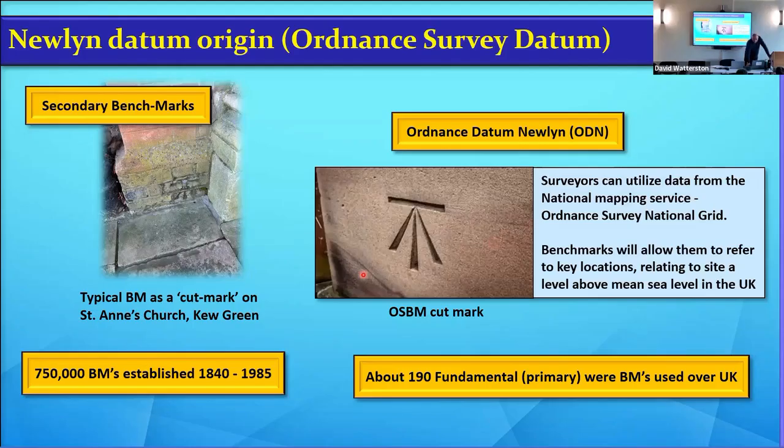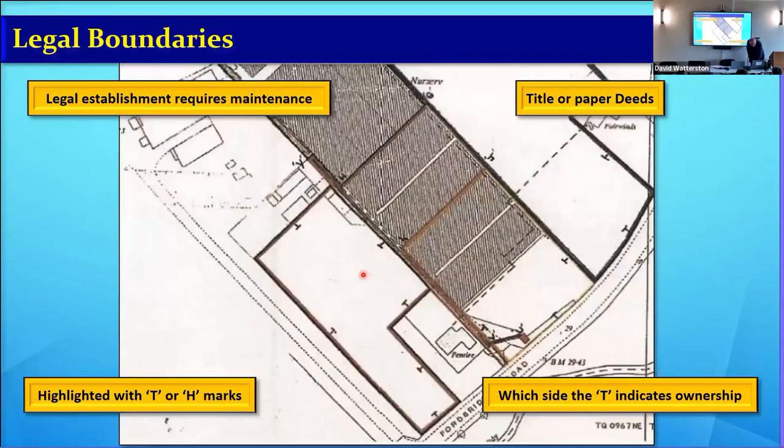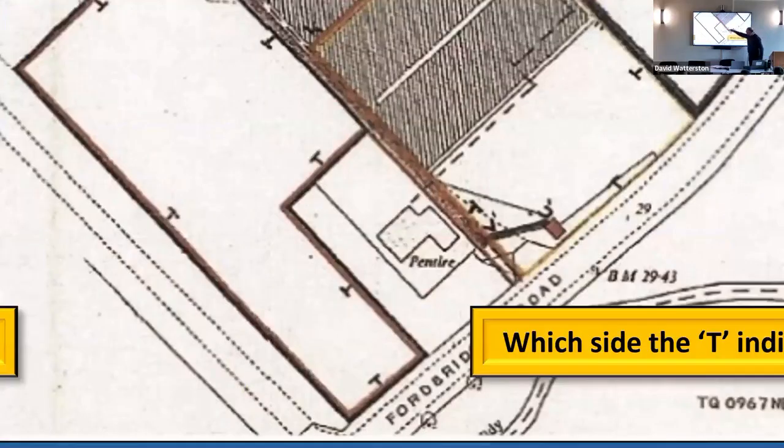Sorry, what does the benchmark actually show? It gives you a level above sea level. And is it noted on them what they are? If you find a map with it on it, yeah, it'll be written on it. And if we go back a few slides, on there, there's a benchmark, and it tells you the value, benchmark 29.43. All right, that's some feet. All right.